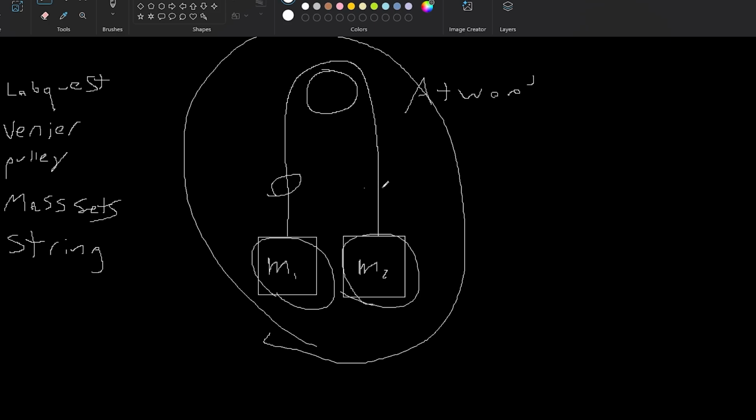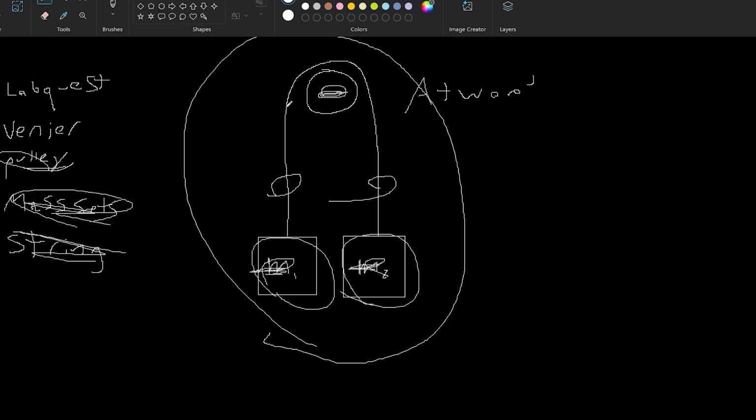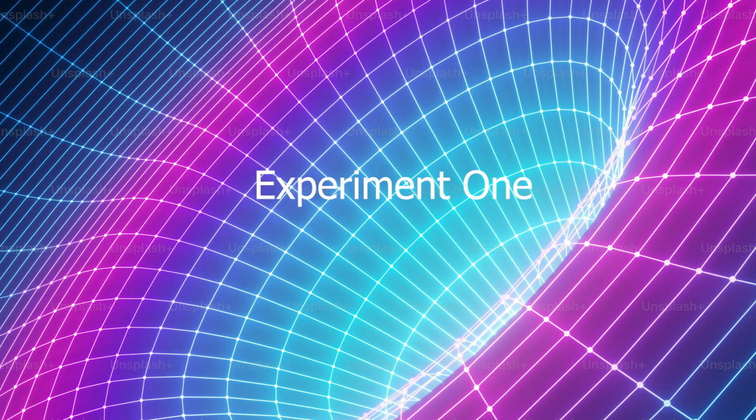String is used here to hold up the masses. Mass sets are used to cause the mass. The pulley is this. It's what delivers the string across. Vernier is a way to measure the acceleration of a string. And then the LabQuest is used to calculate the string's acceleration and velocity. In the first experiment, we will change the difference in mass, but keep the total mass the same.